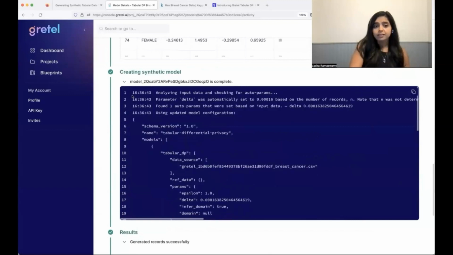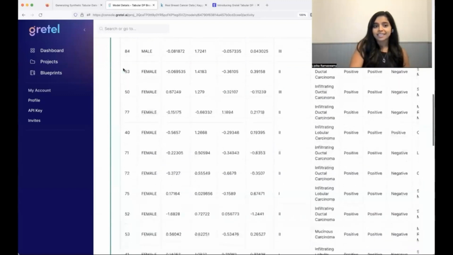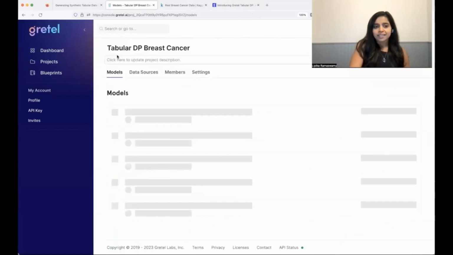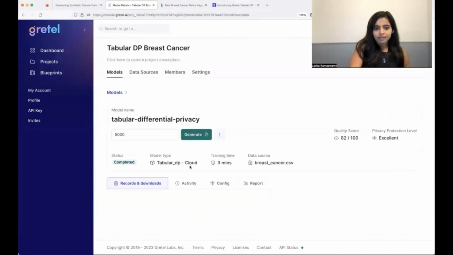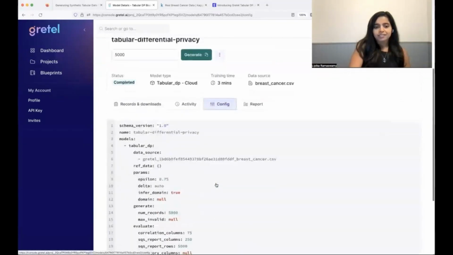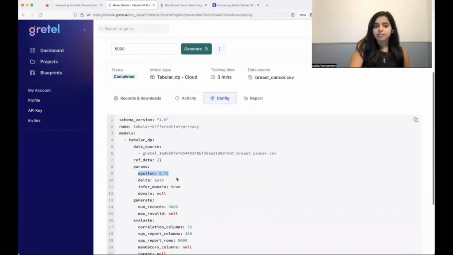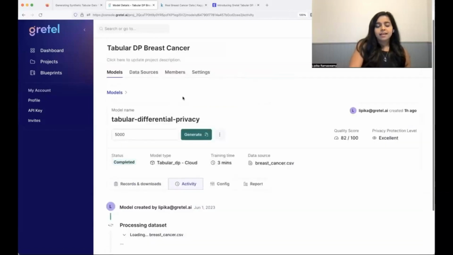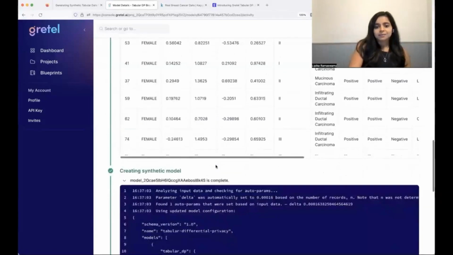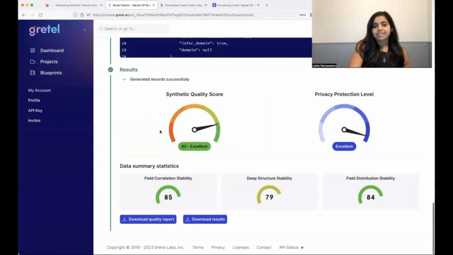Another model that I ran was actually using an epsilon that's slightly smaller. So let's take a look at that as well. So in the configuration, you can see I set an epsilon of 0.75, again, auto delta, so it should set it to the exact same value. And if I look at the logs and scroll all the way down, you can see that I got a synthetic quality score that was slightly less, which is okay. It's still marked as excellent by Gretel, but you can see there's definitely some loss in deep structure stability here.